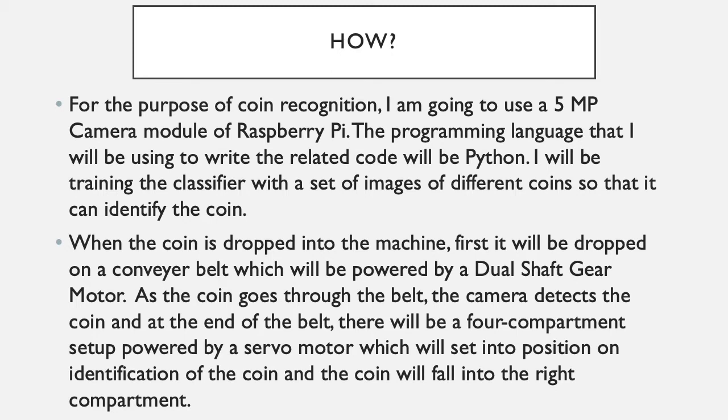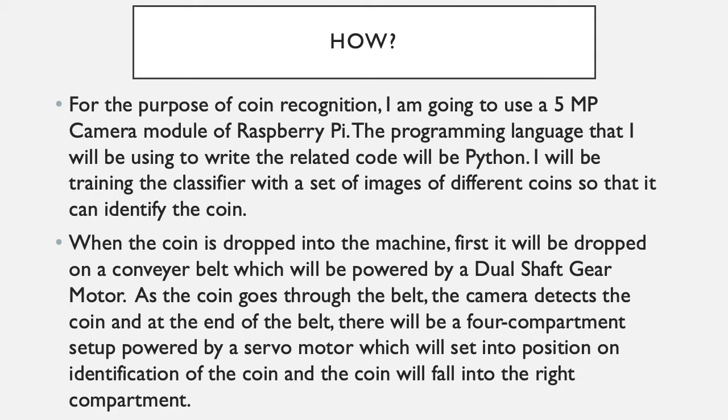So I'm going to use a 5 megapixel camera module of Raspberry Pi to take the picture of the coin. And the programming language that I'll be using is Python, and the version is Python 3.7. And I will be training the classifier with a set of images of different coins. For this project, I have trained 4 different coins: 5 cents, 10 cents, 50 cents, and $1.